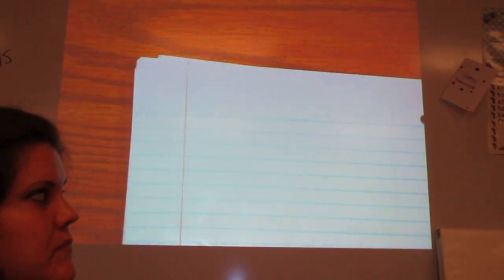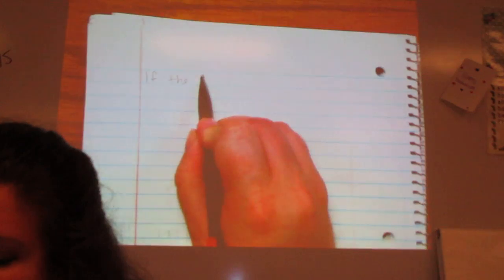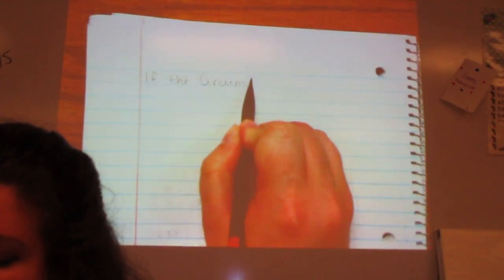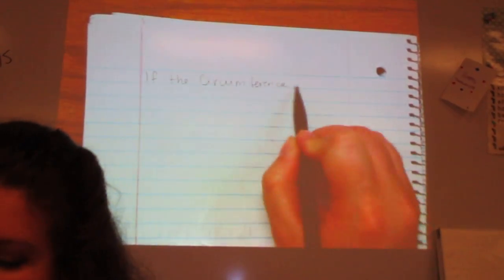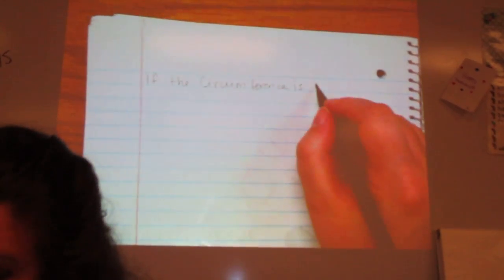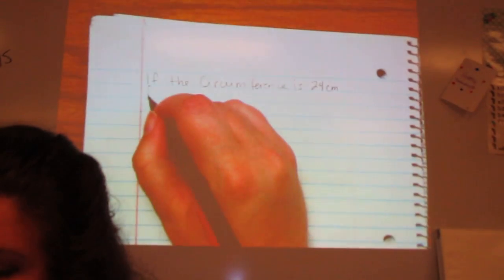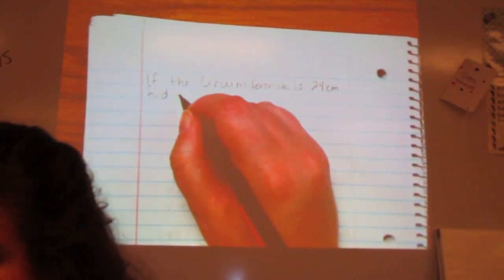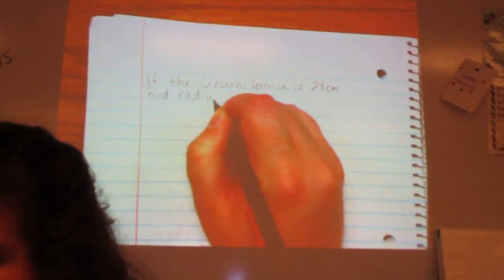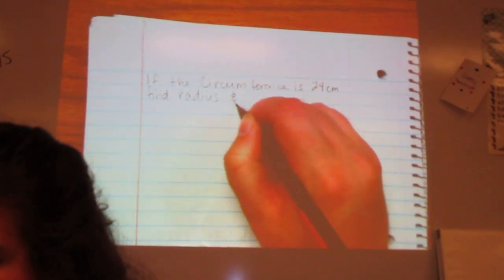Another type of problem that will use circumference are your problems where you are given the circumference and have to find a measurement. So if the circumference is 24 centimeters, find the radius and the diameter.